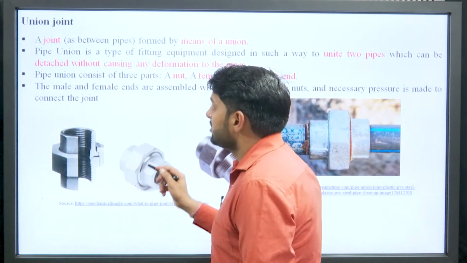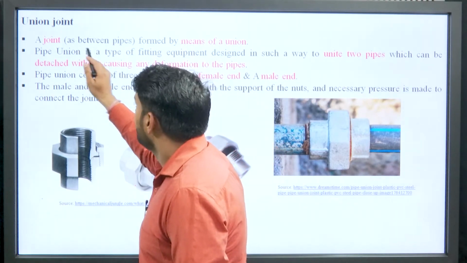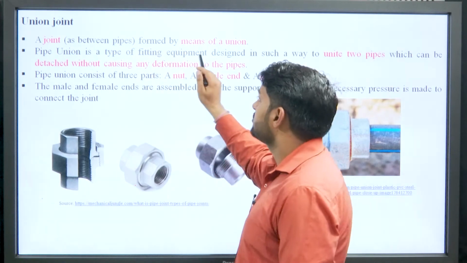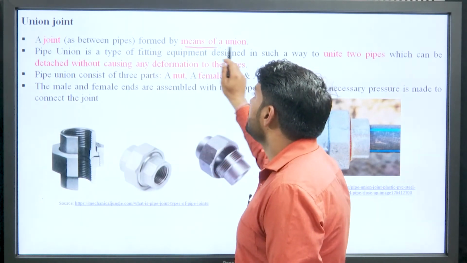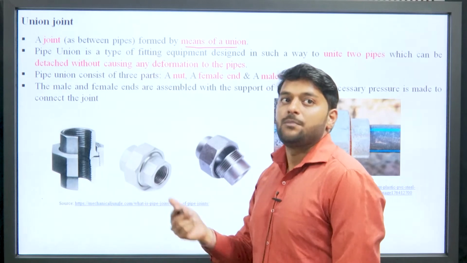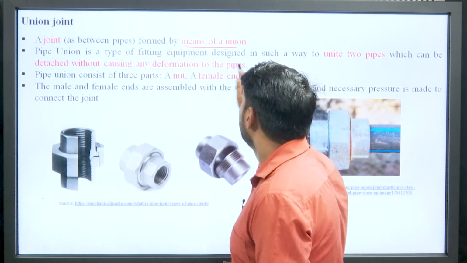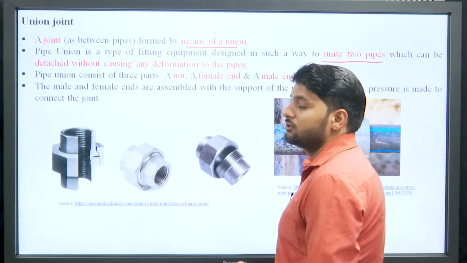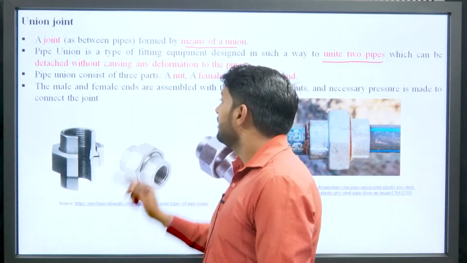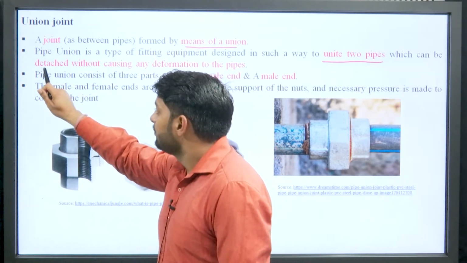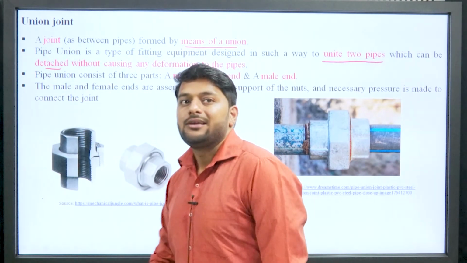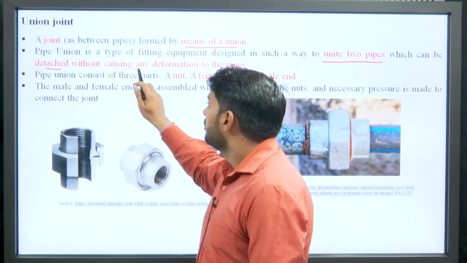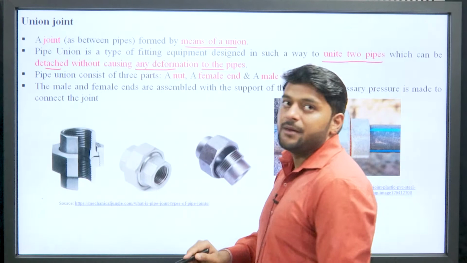So, basically in this joint what we are going to do, two ends of pipe are joined by means of a union. And what is a union? Basically a union is a type of fitting which is designed in such a way that it unites two pipes, and this type of joint easily detaches both the ends of pipe without causing any deformation to the pipe.